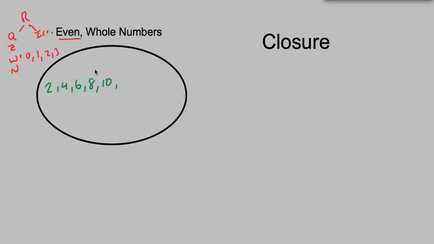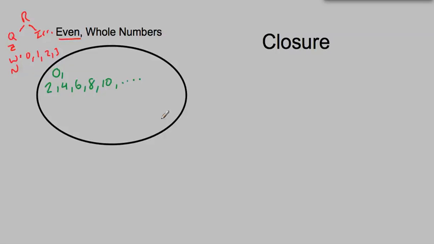Well, it turns out that by definition, 0 is an even number. And we can talk a little more in class about why that is the case. But 0 is in fact an even number. So when I talk about the even whole numbers, we have 0, 2, 4, 6, 8, 10, and it goes on and on and on.